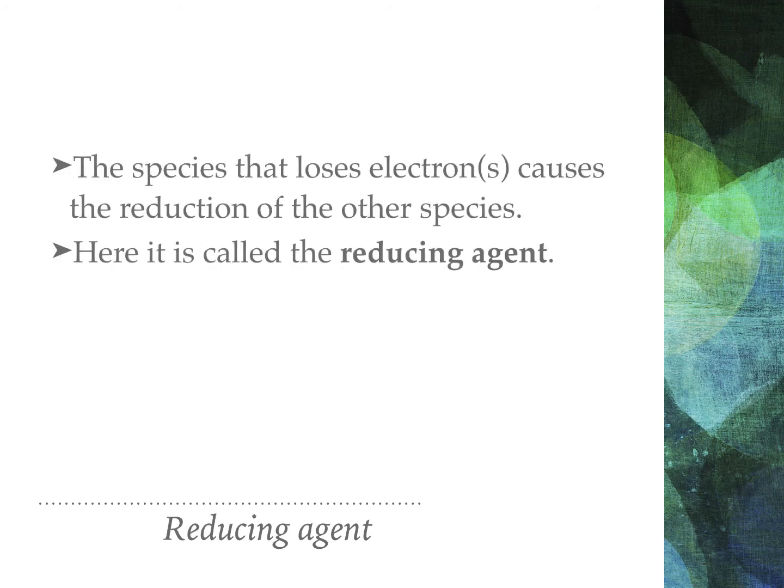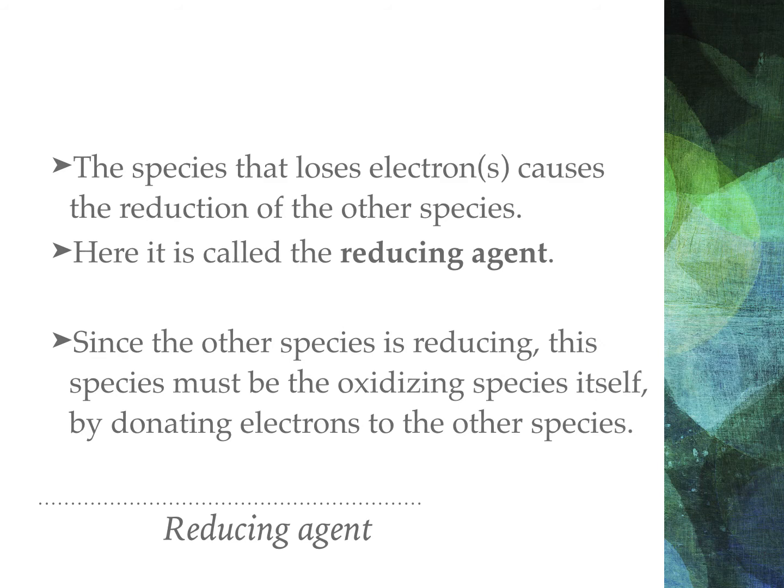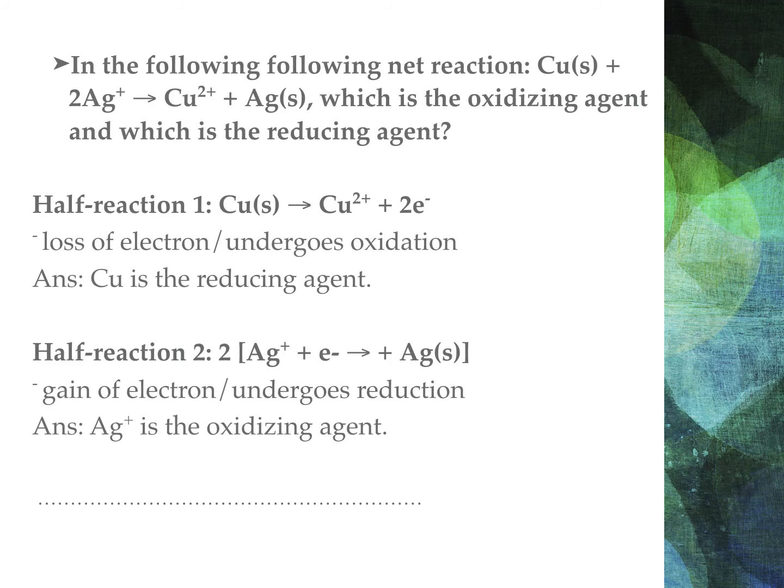The species that loses electrons causes a reduction of the other species, hence we call it the reducing agent. Since the other species is reducing, the reducing agent must be oxidizing itself, and it does so by donating electrons to other species.